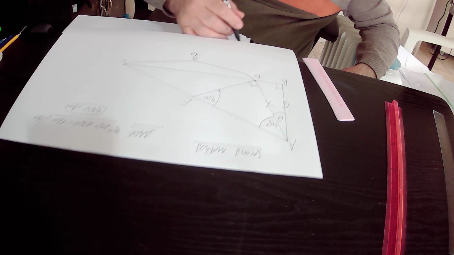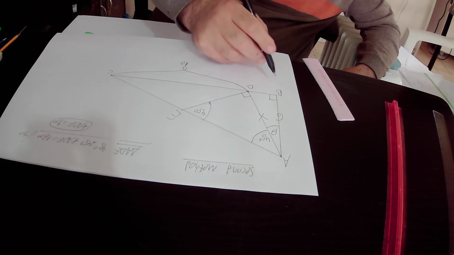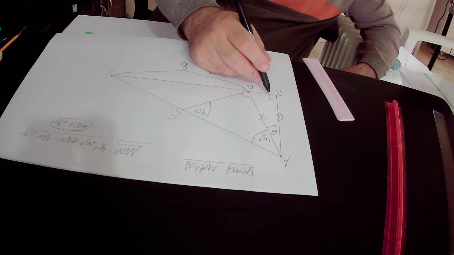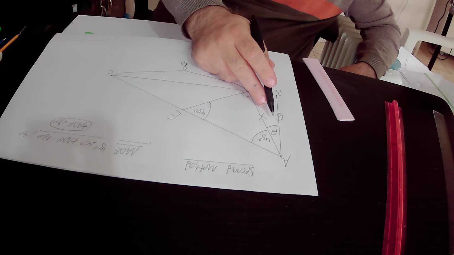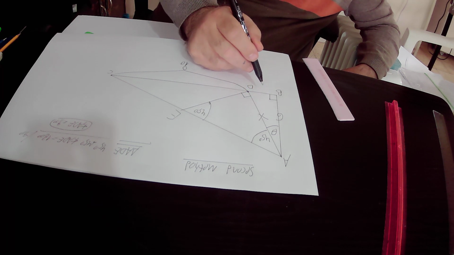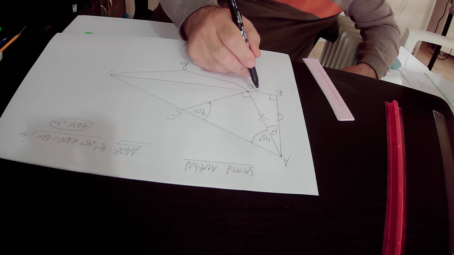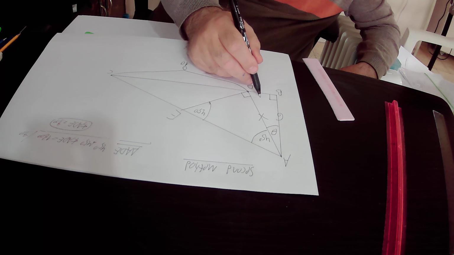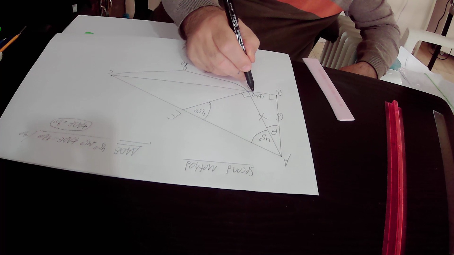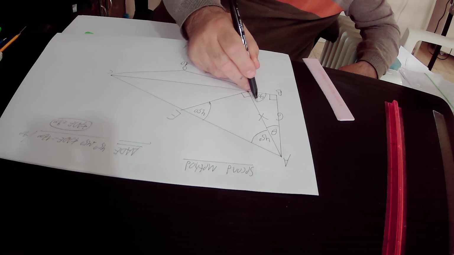We have a right triangle, one angle is equal to 90 degrees, the other angle is equal to theta. So the missing angle, angle ABD, must be equal to 90 degrees minus theta in order to complete the sum of the angles to 180 degrees. This angle must be equal to 90 degrees minus theta.